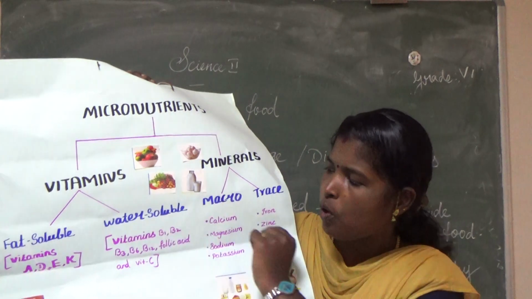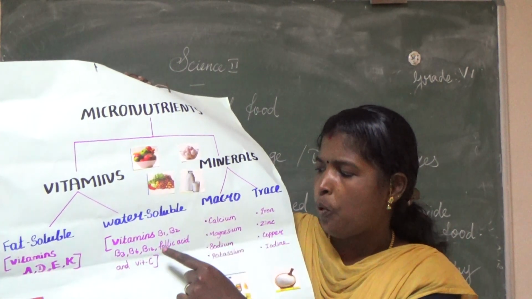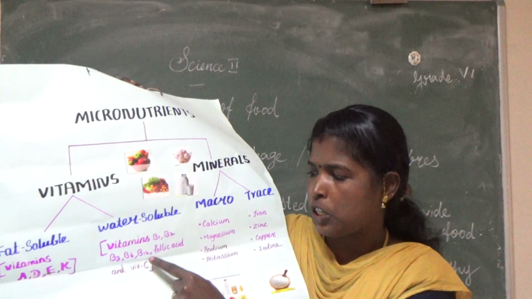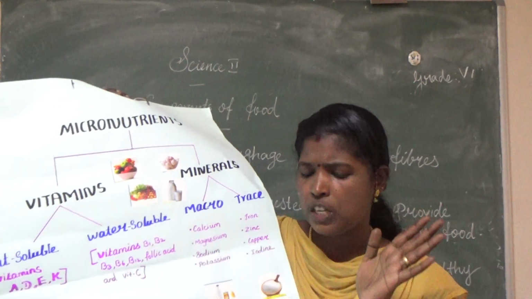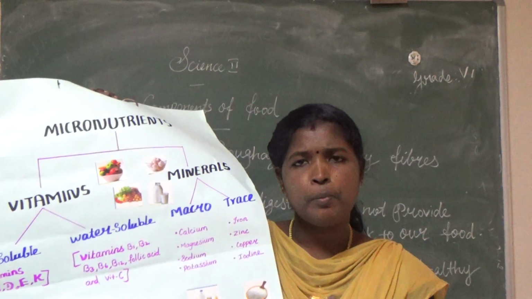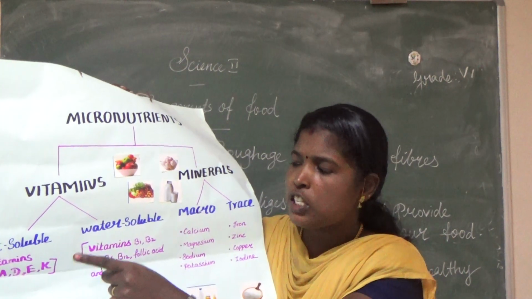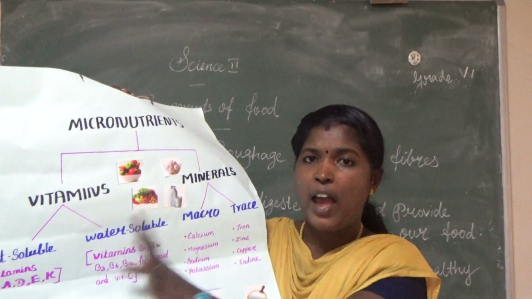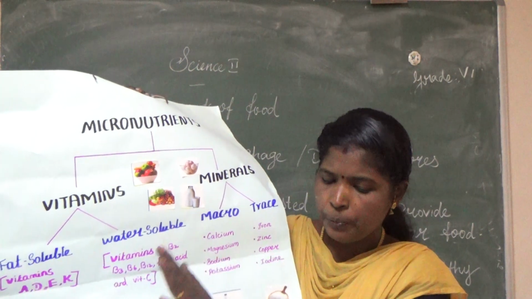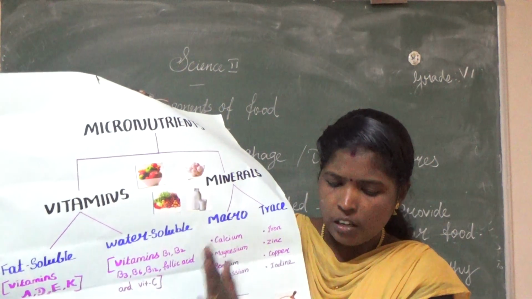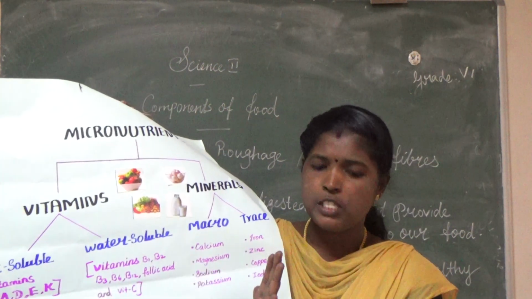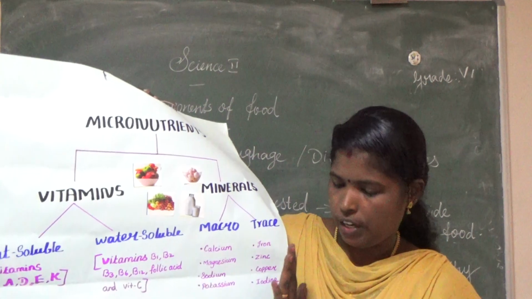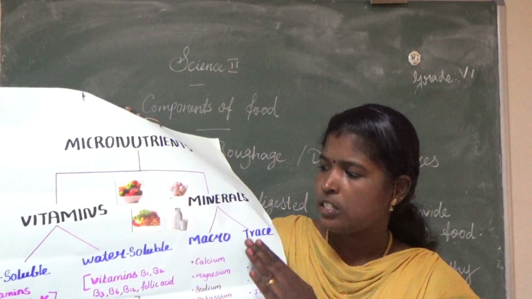What are the examples of water soluble vitamins? Vitamin B1, B2, B3, B6, B12, folic acid and vitamin C. Totally, we say B complex and vitamin C are the category of water soluble vitamins. Which vitamins store in the fat tissue of our body? Fat soluble vitamins store in the fat tissue of the body. Are you clear?